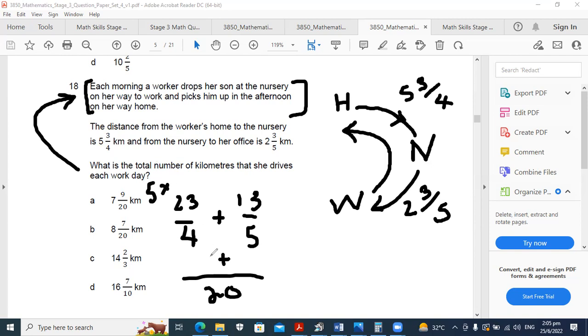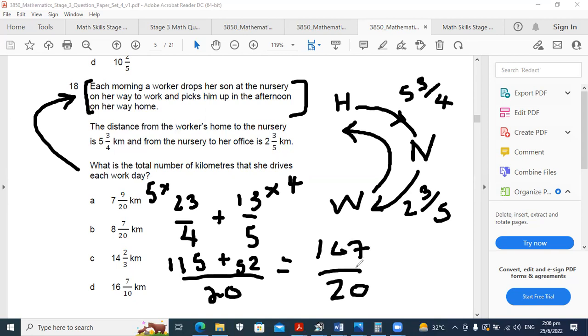5 times 23 is what? 3 times 5 is 15. 2 times 5 is what? 10. And 1, 11. 5 into 20 goes 4. 4 times 13. 4 times 3 is what? 12. That's what? 52. So that's what? 167 over 20? 7/2? That's how you go.